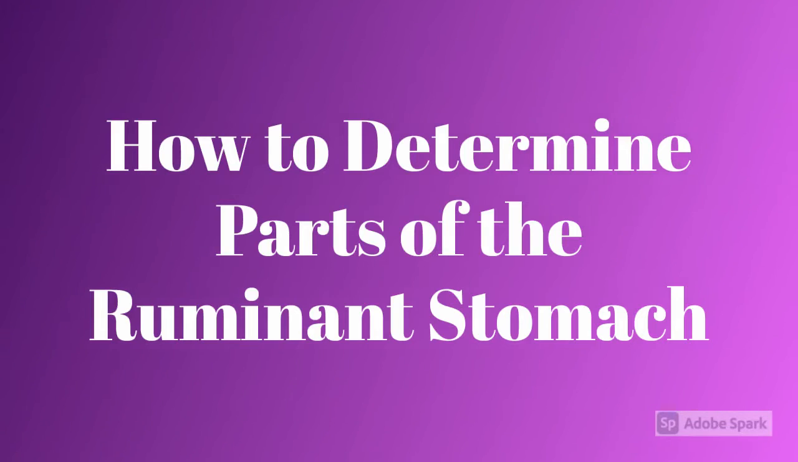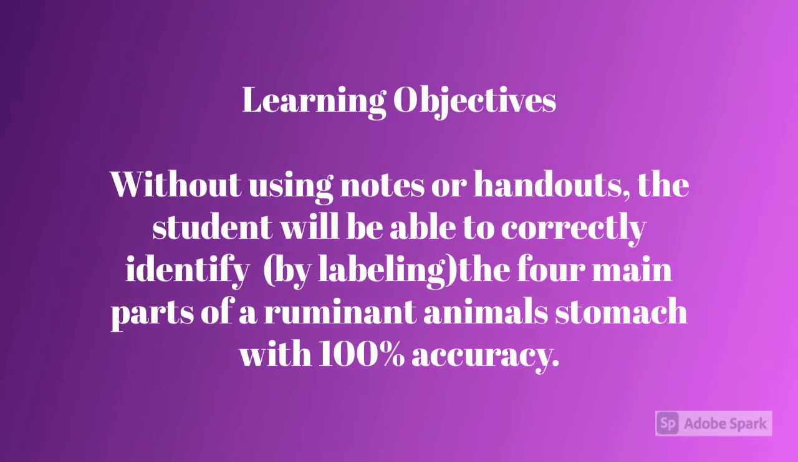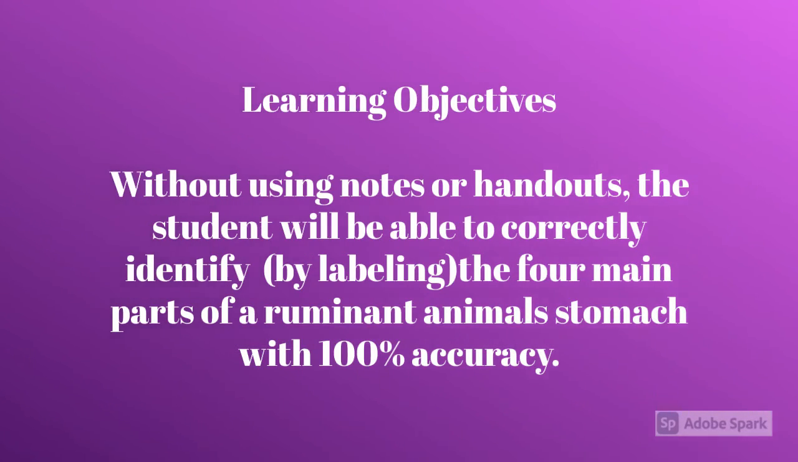So today we'll be discussing some different parts of the ruminant stomach and just look at how the inside of those parts of the stomach look and how they're arranged in the stomach. First, I want to discuss our learning objective for this video. So without using notes or our handouts, the student will be able to correctly identify the four main parts of the ruminant animal's stomach with 100% accuracy.